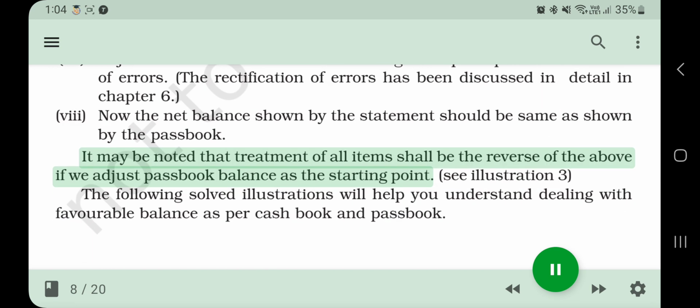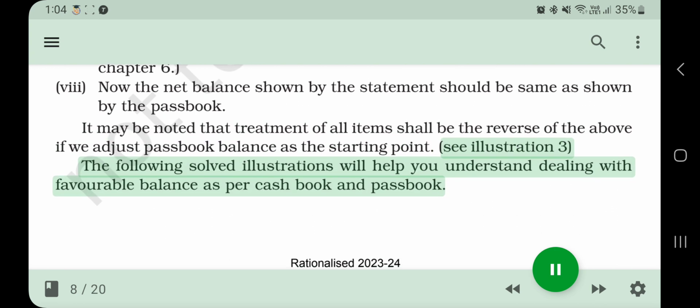It may be noted that treatment of all items shall be the reverse of the above if we adjust the passbook balance as the starting point. See illustration 3. The following solved illustrations will help you understand dealing with favorable balance as per cash book and passbook.